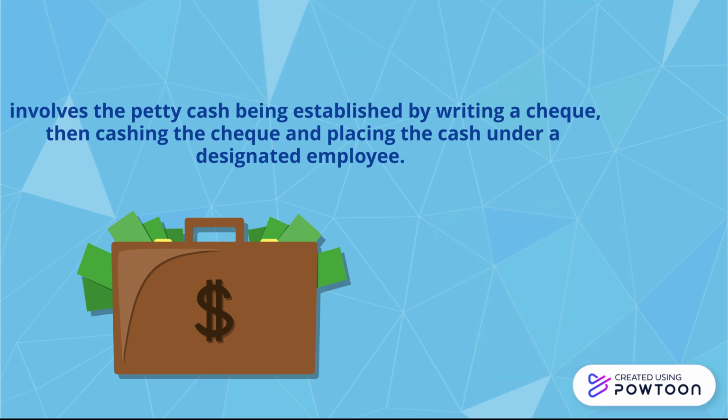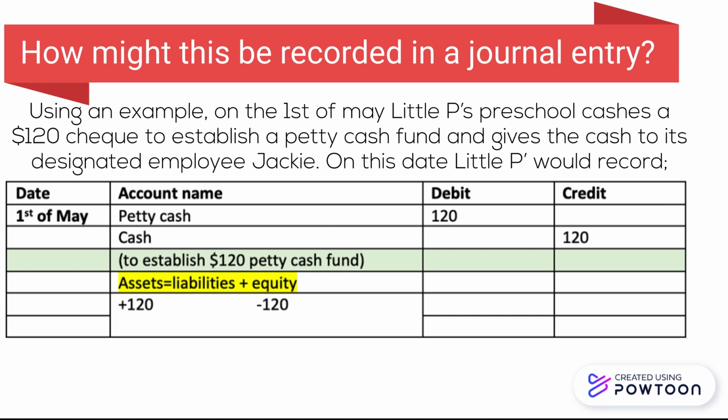How might this be recorded in a journal entry? Using Little P's preschool as an example, the entry increases petty cash and decreases cash, noticing there is no change in total assets. From this, Little P's has designated $120 to be used in a petty cash fund from their cash. The next step is making payments from the fund.